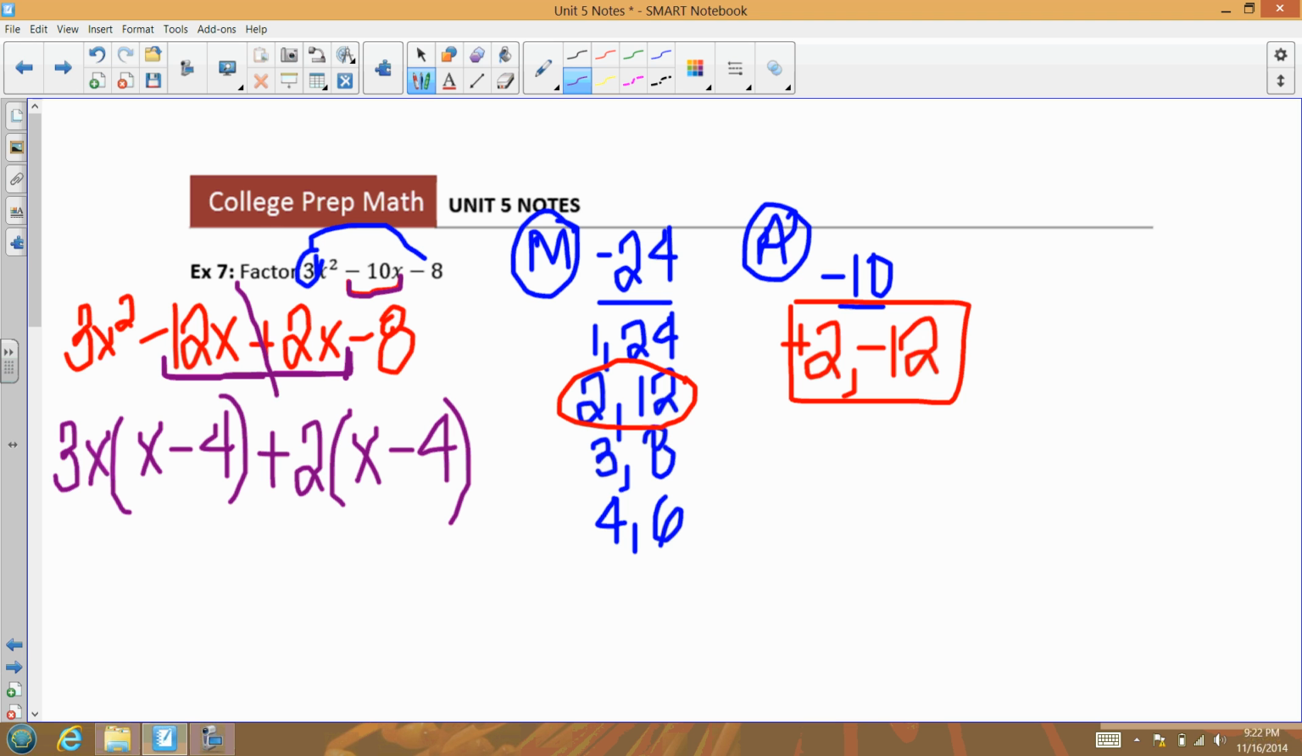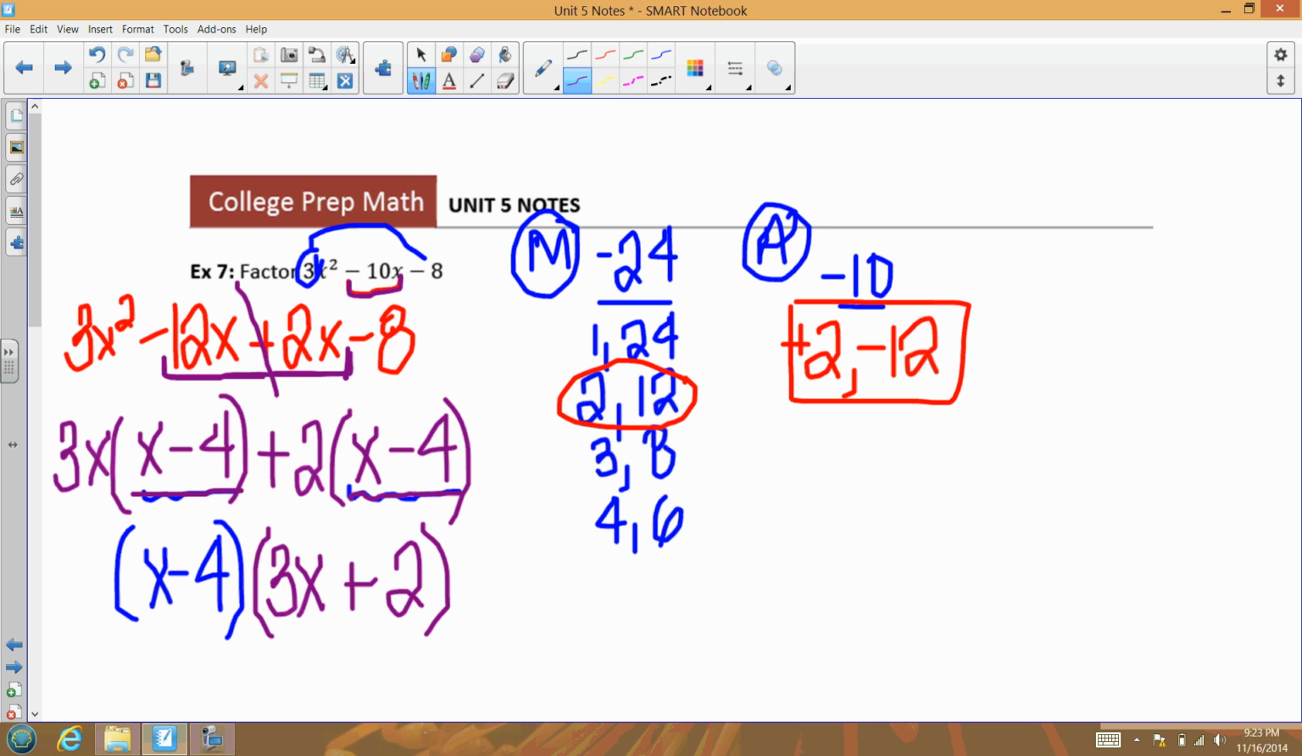So now I can pull out the x minus 4, since it's the same. And when you do that, when this is gone, you're going to be left with the 3x. And when this is gone on this side, you'll be left with a plus 2. So then there are your 2 factors.